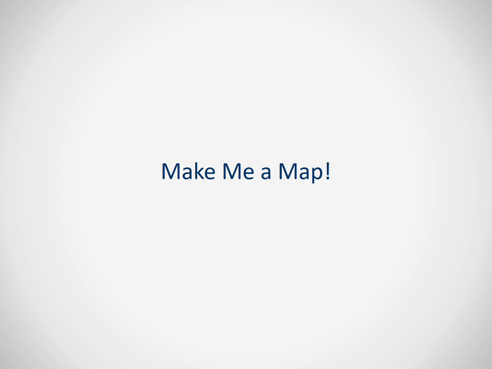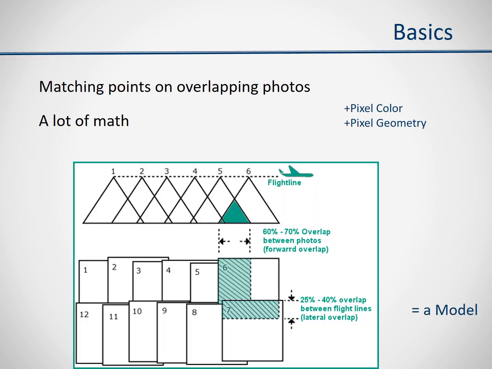All right, so we have got all those uses. So now let's make a map. The very basics here: you have to get a number of overlapping photos, and these photos overlap front to back this way, and left to right, as you can see here by the shaded area. So we take dozens, hundreds, whatever it takes of these overlapping photos, and we do a lot of math, meaning the computer software does a lot of math based on pixel color, pixel geometry, georeferencing, and essentially smooshes them all together to create a model.